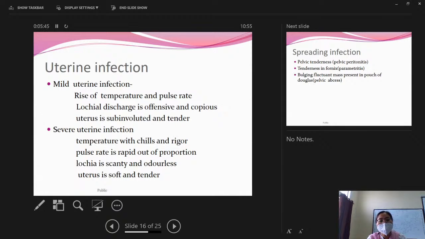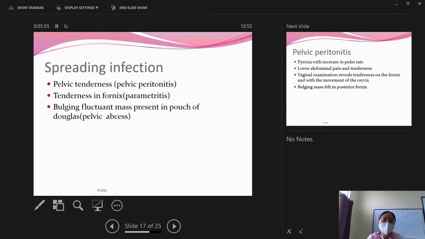In severe infection, the patient will have a fever with chills and rigor, the pulse will be very high, and lochia will be scanty and odorless, and the uterus of course will be tender and soft. If there is a spreading infection, it can be pelvic peritonitis, or a pelvic abscess can be there. In those cases, how does the patient present?